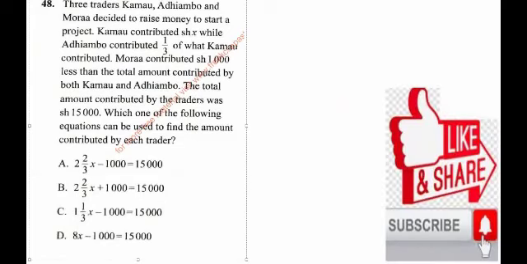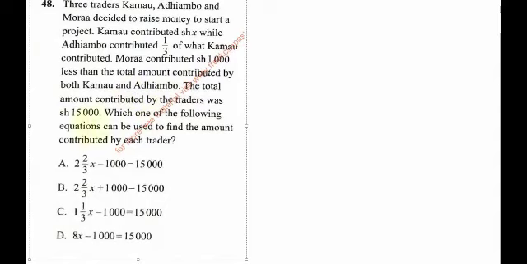And the next question says 3 traders, Kamal, Adiambo, and Mura, decided to raise money to start a project. Kamal contributed X shillings, while Adiambo contributed 1/3 of what Kamal contributed. Mura contributed 1,000 shillings less than the total amount contributed by both Kamal and Adiambo. The total amount contributed by the traders was 15,000 shillings. Which one of the following equations can be used to find the amount contributed by each trader?